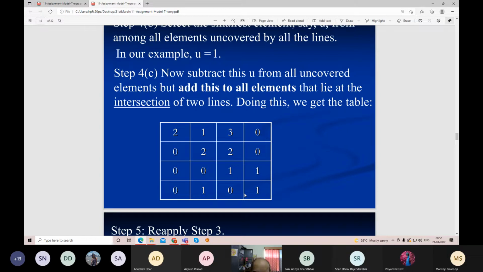And this new matrix, we are going to assign. How do we assign? The first row has a 0. We assign to this and cross out all the 0s in the same column.